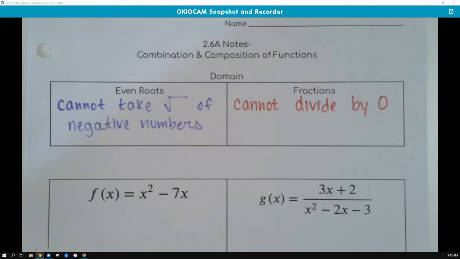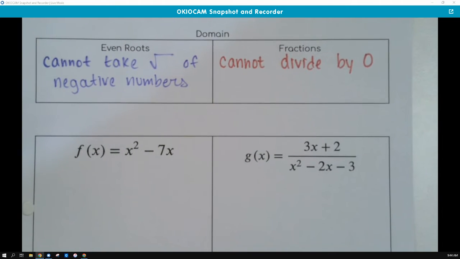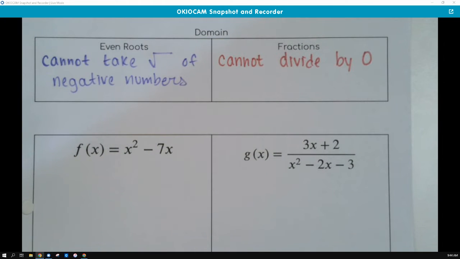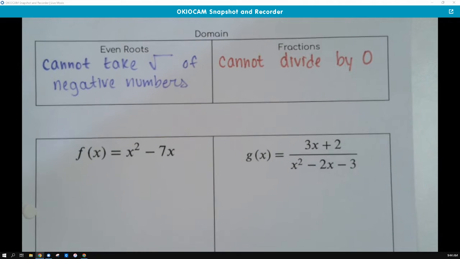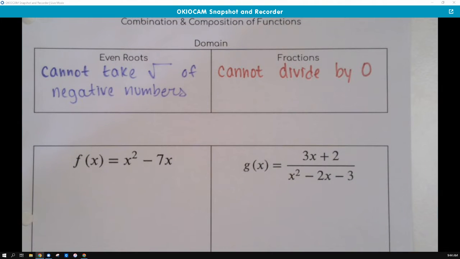So can't take the square root of negative numbers. We cannot divide by zero. Those are the two things that we can't do. Everything else we can do. So we have to look at a function and we have to say, are there any square roots? Are there any negatives we're going to divide by? Or are there any square roots, and are we dividing by any x's?